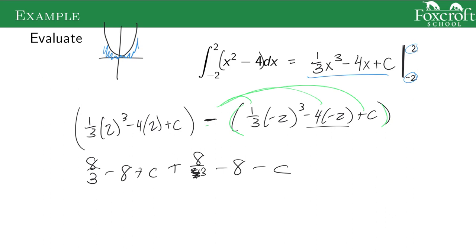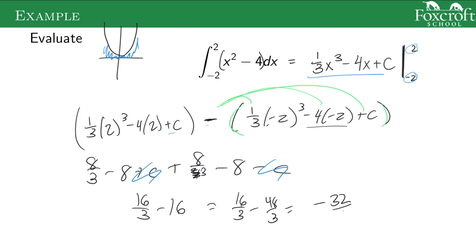And now I can combine. I get 16 over 3 minus 16. You notice the c's cancel. That should always happen because one just has a c and one will have the minus c. The constants just go away. 16 over 3 minus 16 is 16 over 3 minus 48 over 3. Is that 16 times 3? Yeah, 48 over 3. That's going to give me negative 32 over 3. And that does not simplify, so I can just leave that as my final answer.